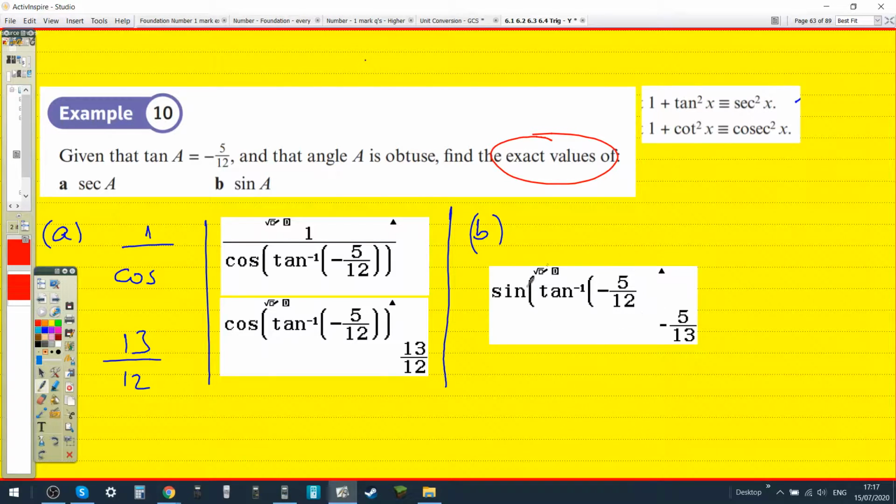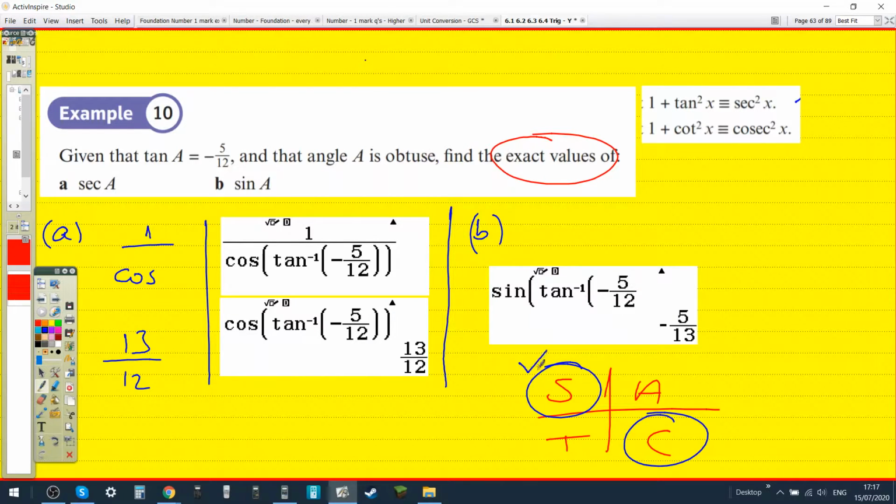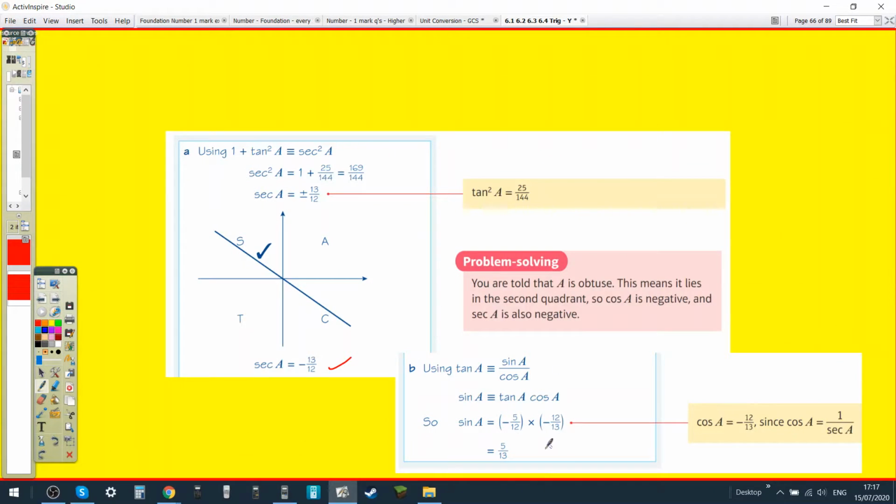So our question B, let's use cast diagram for this one. We said that tan is negative, the angle is obtuse. And so we said it was in the second quadrant, and so will sine be positive or negative? Positive. Therefore 5 over 13. And that will be our quick way to get positive 5 over 13. Yeah, calculator and cast diagram. That's the quickest, easiest way.